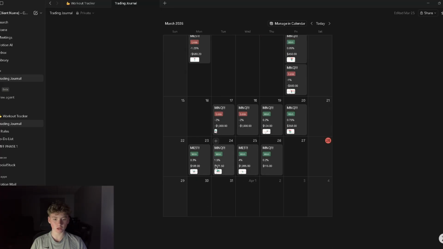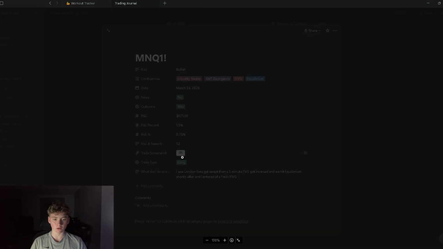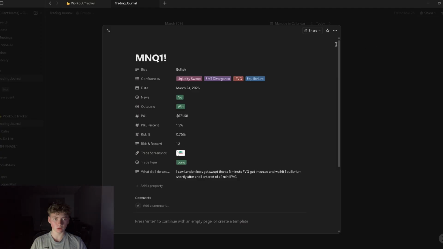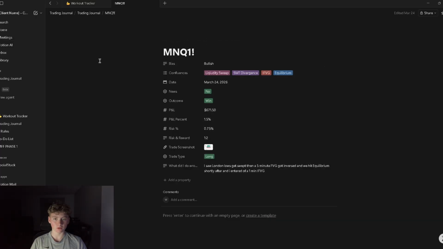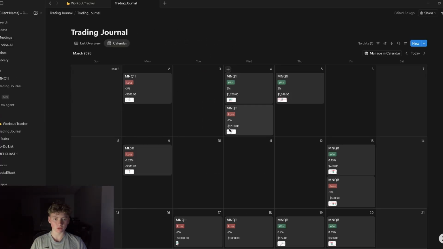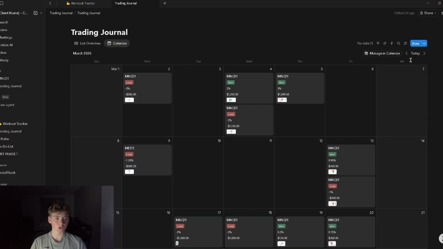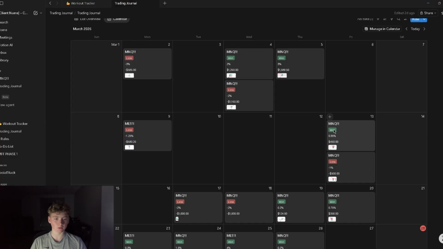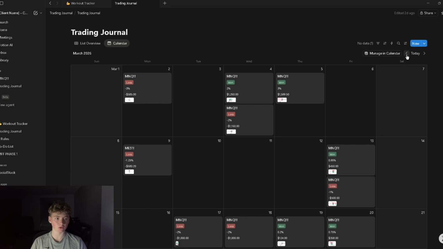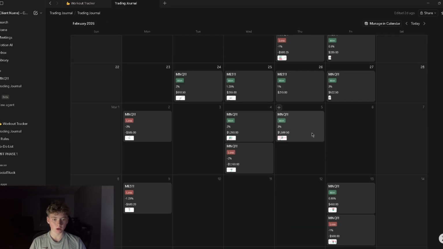I got screenshots for everyone. This is a win, for example. And then this is a loss, for example. But yeah, that's the journal. That's to show you guys that I'm not capping. I do know what I'm talking about. I have some proof. With that being said, let's get into talking about the actual strategy now.